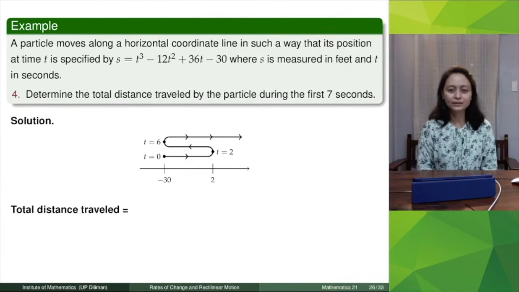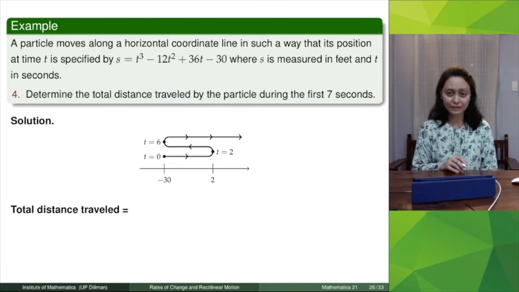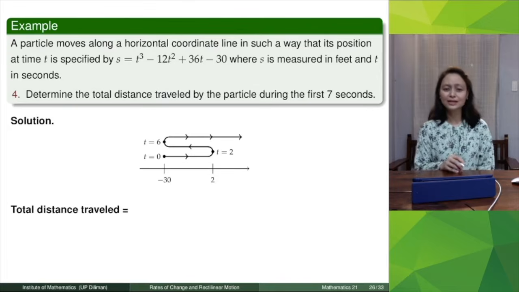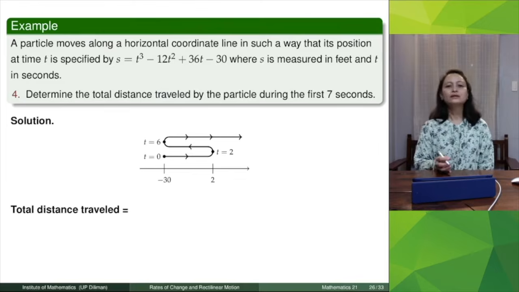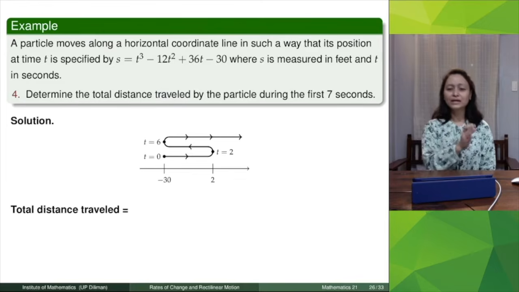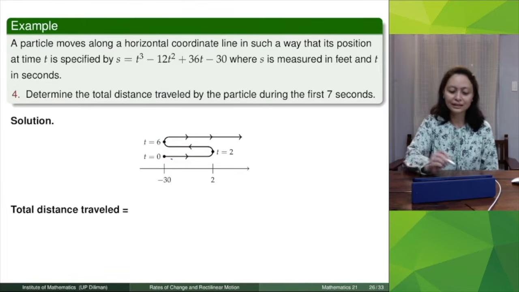Question number 4, determine the distance or the total distance traveled by the particle during the first 7 seconds. Yan, sige. So, andito na yung schematic diagram. Okay, kunin na lang natin yung total distance. Take note na yung total distance traveled is not equal to the position at the 7th second minus the position at the 0th second. Kasi, ilang beses niyang tinrace etong path na to. Okay, so we have to follow the path.